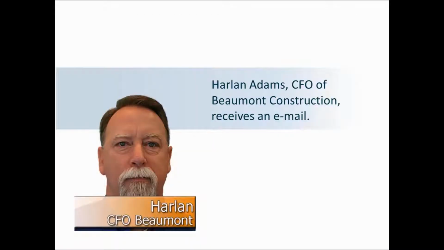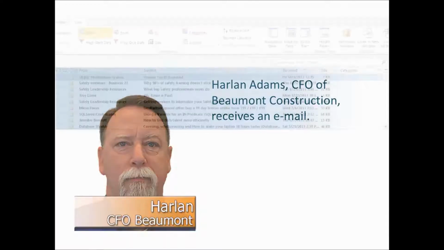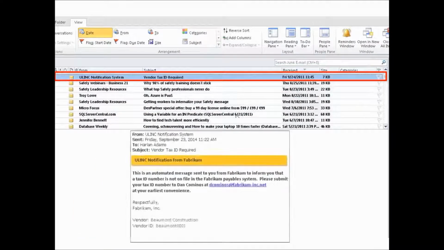Well, when that invoice was issued, Harlan Adams of Beaumont Construction also received an email into his Outlook. And it told him exactly what he needed to do, because all this information is editable by you or your organization, to be able to fit what your needs are, to communicate exactly what you're looking for. Told him that he needed to provide them with a tax ID number and submit that tax ID to Dan Komenos, gave him the email address, and so he simply does that.